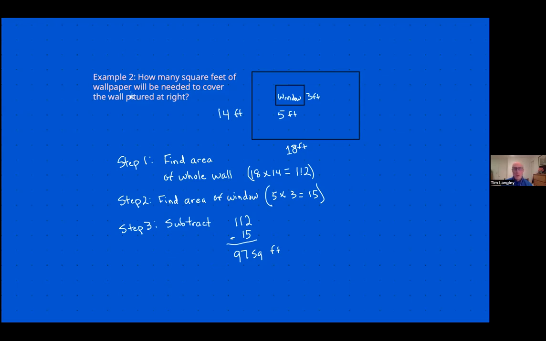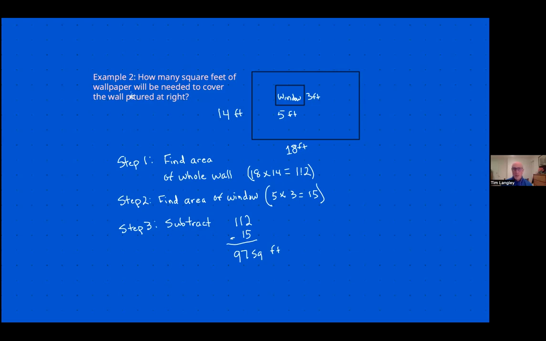Step one is to find the total area of the whole wall, assuming there was no window there. That'd be 18 times 14, length times width, which gives me 252 square feet. Step two is to find the area of the window within the wall, which is 5 times 3, which is 15 square feet. You're not going to wallpaper over the window. So if I take that window's 15 square feet and subtract it from the total, which is step 3, that'll give me the square feet of wallpaper. That's how I would solve that two-step problem.